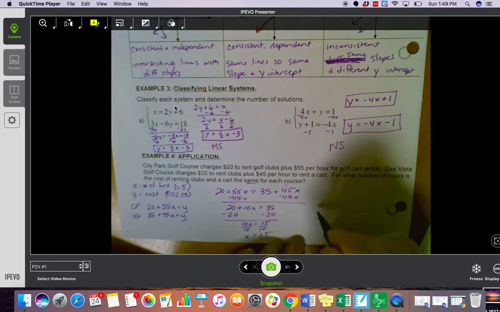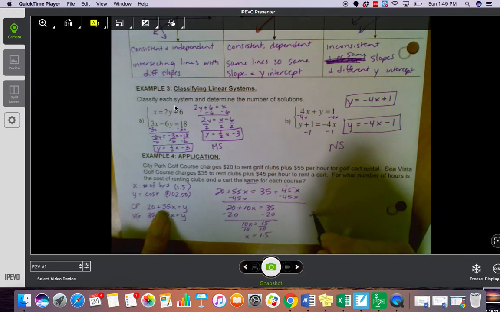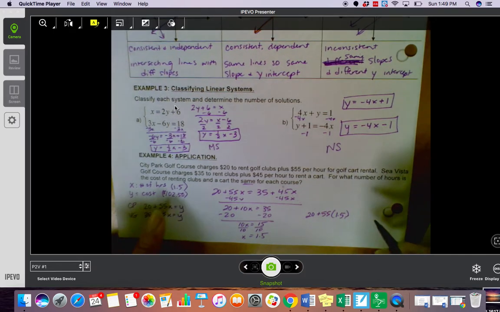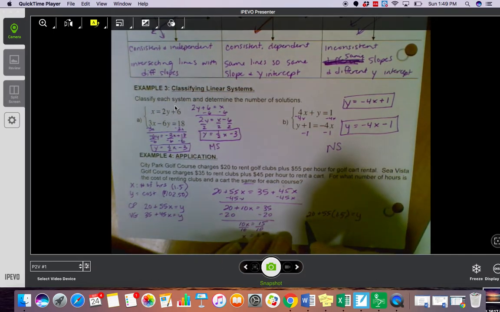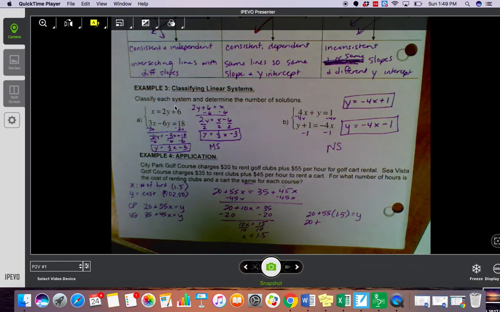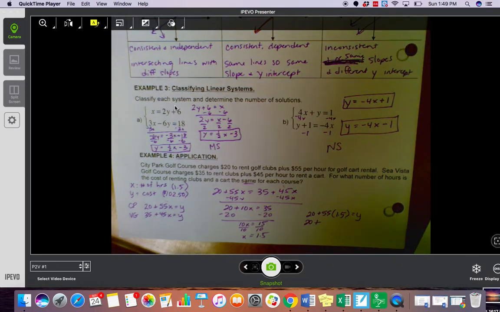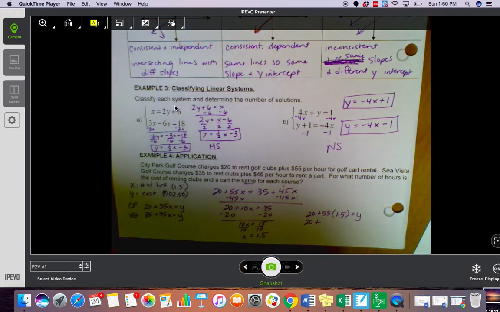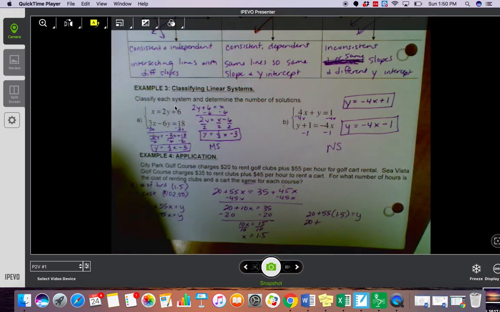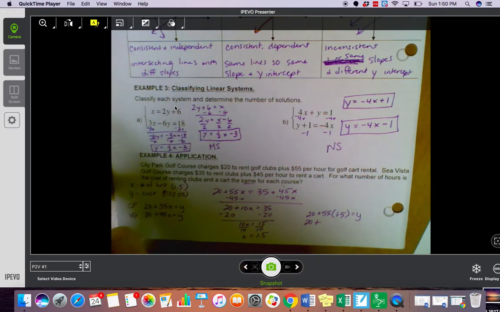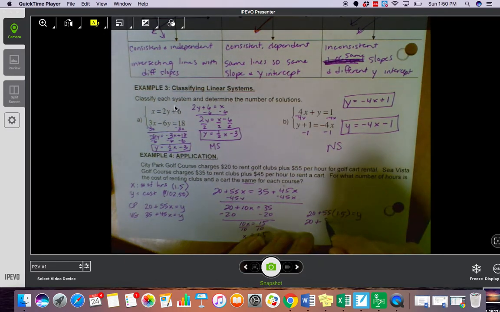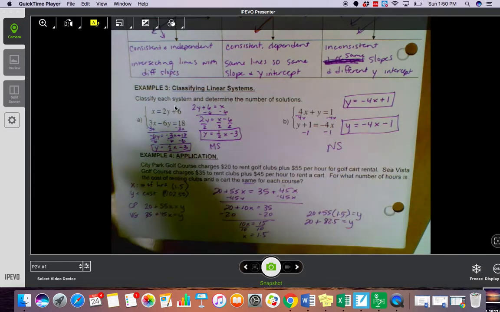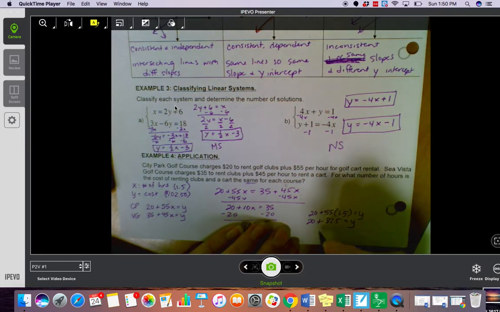And I would do that by picking one of these equations, say 20 plus 55 times 1.5 equals the cost. So 20 plus, let me figure this out real quick, 55 times 1.5 is 82.5. So when I add 20 to that, I get $102.50.